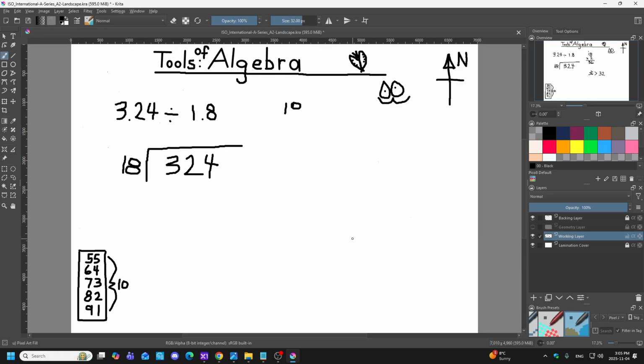So, therefore, we are going to subtract 18 from 32 instead, because 36 is too large. 18 times 1 is 18. Because we're doing division, we are subtracting. Now, how do you borrow?